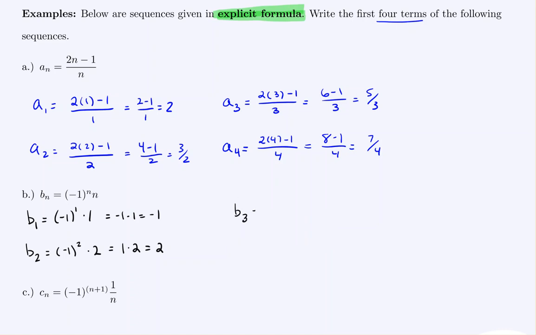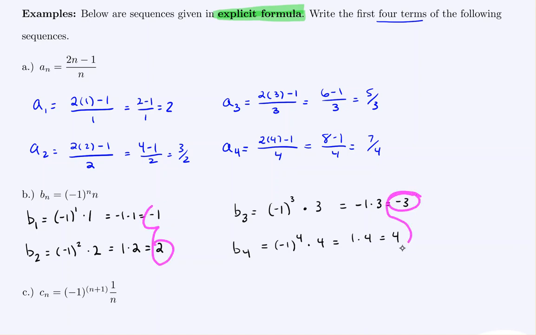For b sub 3, we follow the formula. We take -1, raise it to the third power, and then multiply by 3. We know -1 cubed is -1 times 3 would give us -3. b sub 4, -1 to the fourth power, which would make it a +1 times 4, would give us a +4. And as expected, we see that our terms are going back and forth between negative, positive, negative, positive, all because of this -1 to the n.